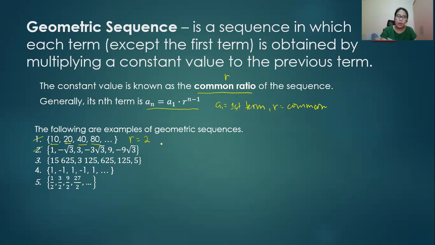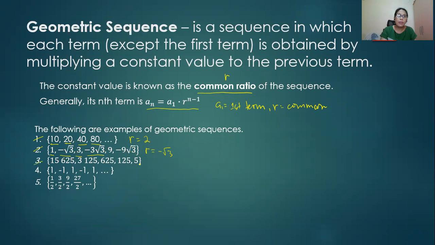So this is also a geometric sequence with a common ratio equal to negative square root of 3. So we multiply the first term by negative square root of 3, we got negative square root of 3. We multiply negative square root of 3 by negative square root of 3, that's why we got 3. And then we multiply 3 by negative square root of 3. So we got negative 3 square root of 3, until we got this negative 9 square root of 3.